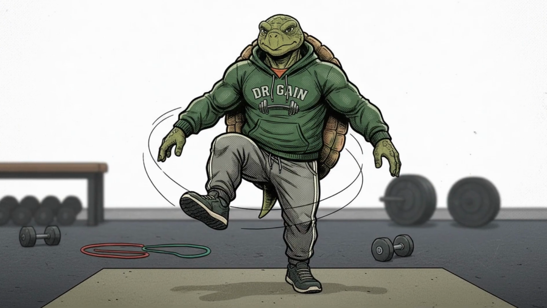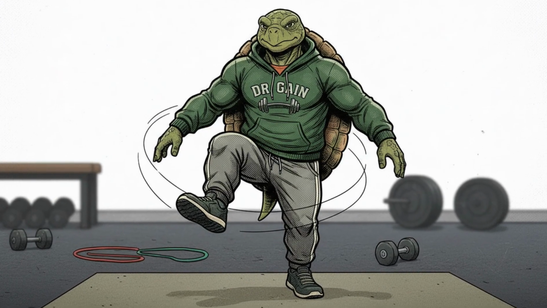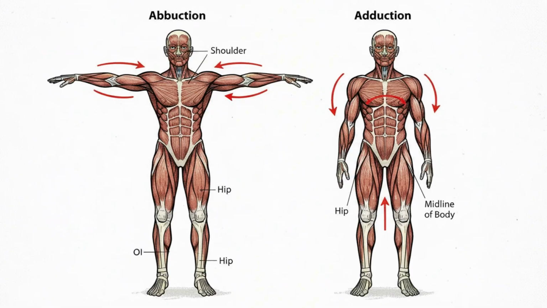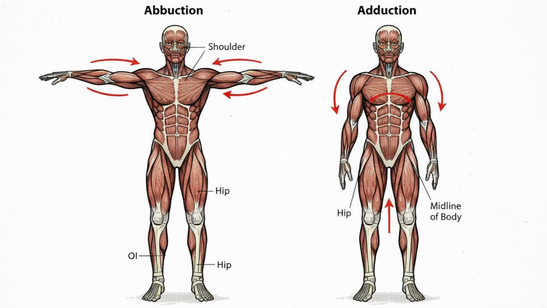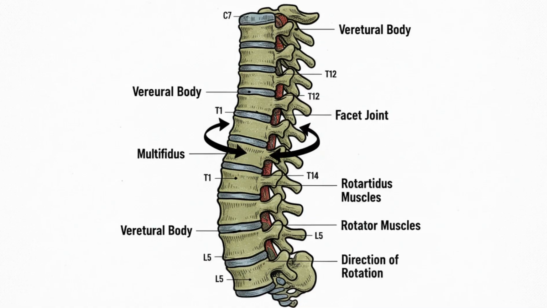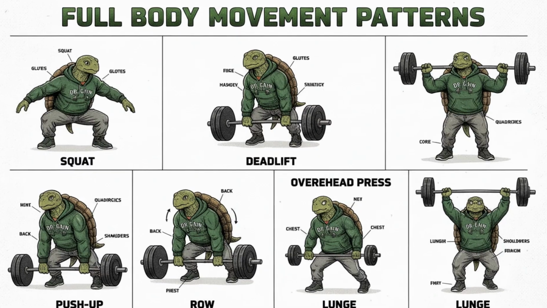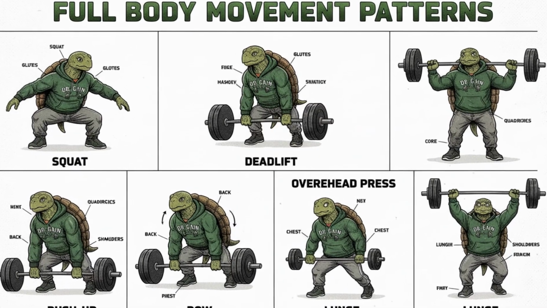Now we shift sideways to another important movement category. Abduction means moving a limb away from the body midline. Think of raising your arms outward during lateral raises. Your legs also abduct when stepping away from your center. This movement is essential for joint stability and control.